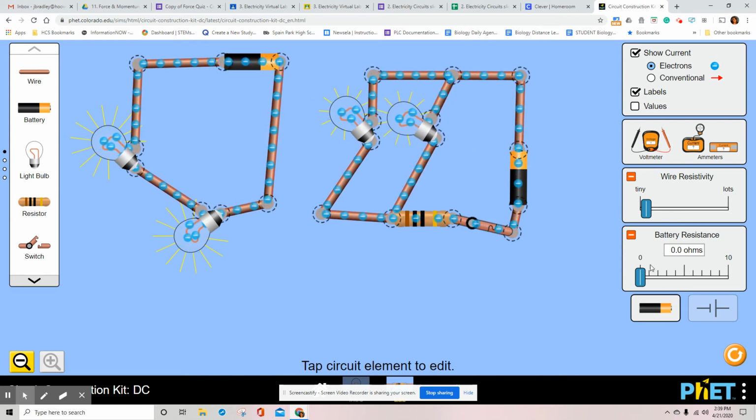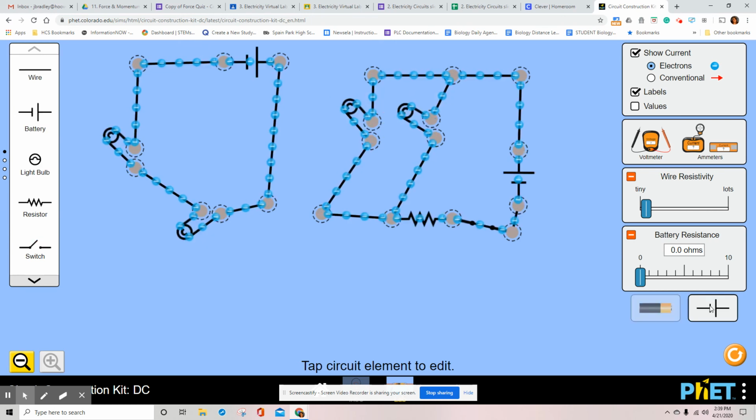And then the other thing is this button right here changes it to symbol. So that is the last picture that you need to share with me, the switch with the symbols.